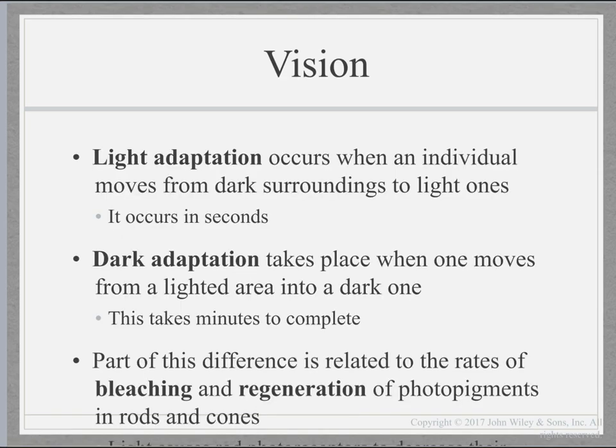So we're going to elaborate and discuss more this adaptation to dark and light conditions and how these are affected based on that cyclical cycle, that regeneration and bleaching processes that we just saw on our last slide. So we're going to start with light adaptation. This occurs when an individual moves from dark surroundings to light ones. It takes seconds for our rods and cones to adapt.